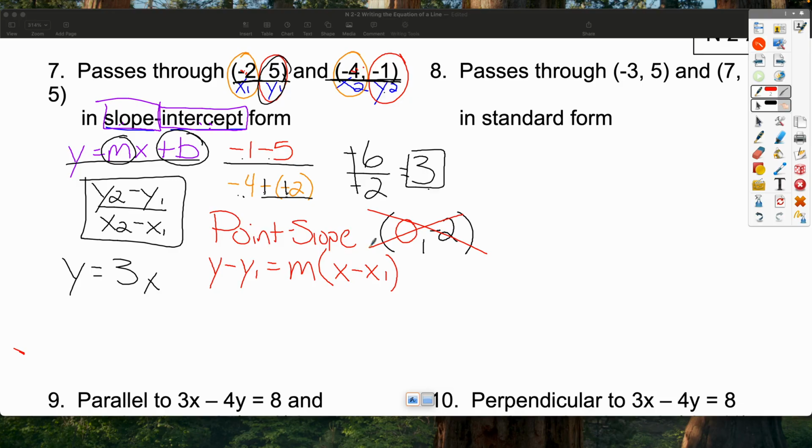Okay, so I don't have a y-intercept here, so I've got to use this point slope form. So I'm just going to substitute my x1, y1 that I have right up here. So y minus 5, which is my y1. We found our m value, we solved for it. M is 3 that we solved for. Then we have our x minus our x1 in this point right up here. Minus -2 would be plus 2.